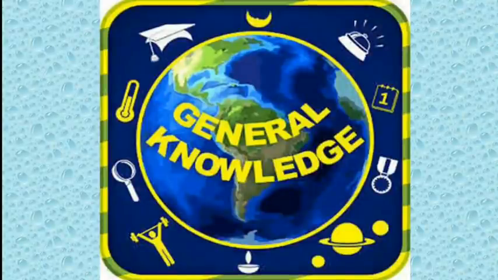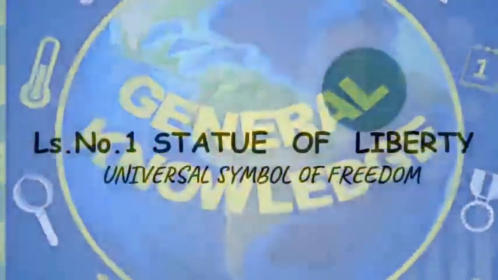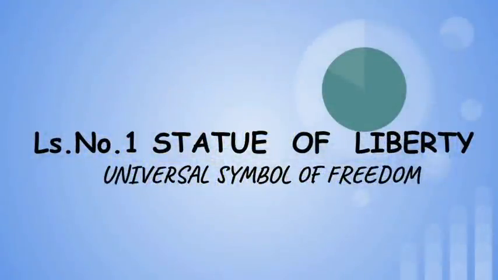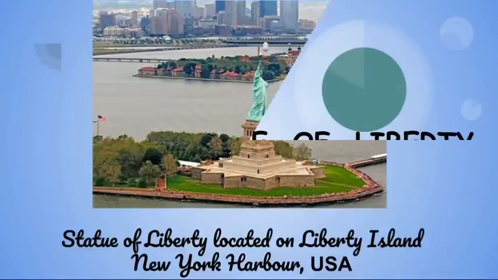Children, we know that general knowledge is a subject which helps us to grow both on a personal and academic level. It broadens our sense of perceiving the world, understanding it, and analyzing situations better. It also helps you to know what's happening around you. So let's begin with the first lesson about the Statue of Liberty, which is a universal symbol of freedom.